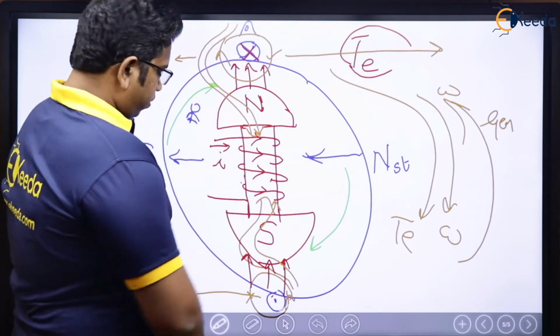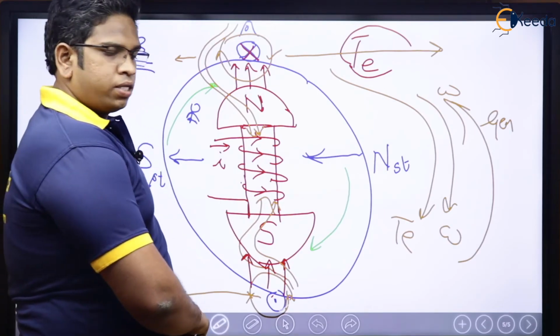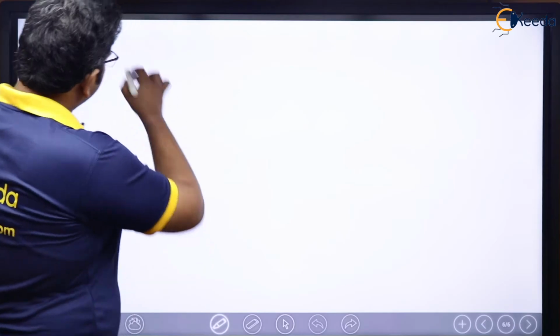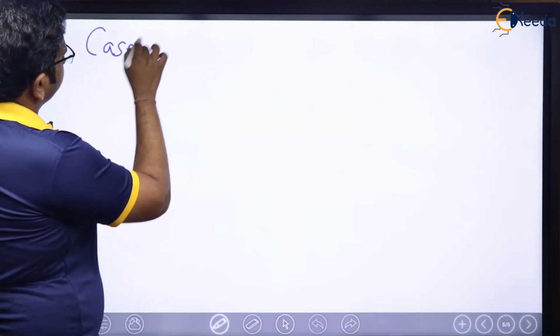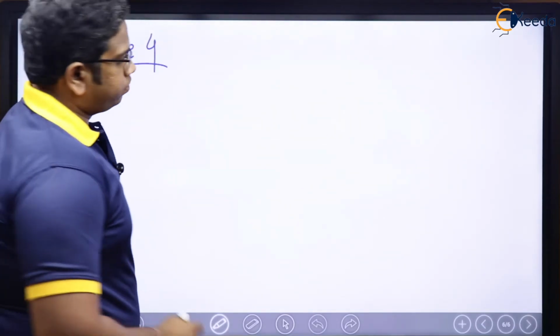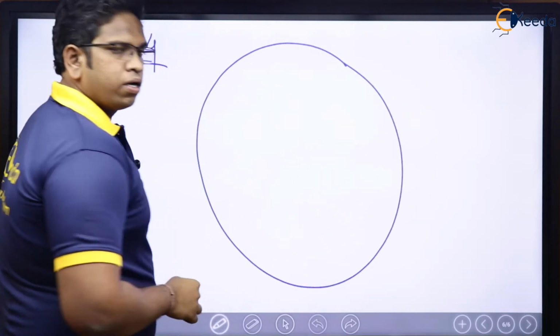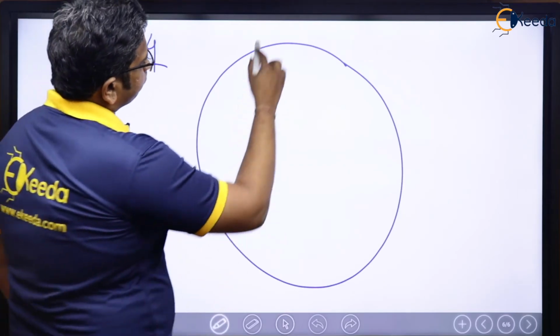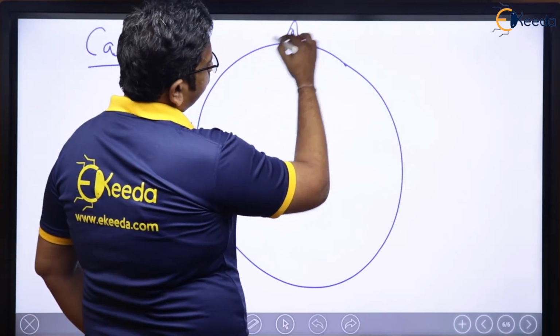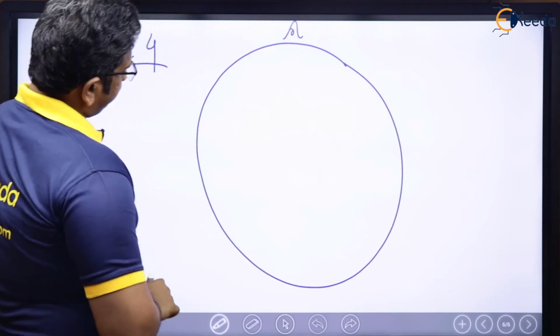Now, let us take another case. Yes, so now talking about case 4. What is going to happen in this case? Let us see. I am going to have a stator like this. Why is it a stator? Bullseye. Right. Now see here.